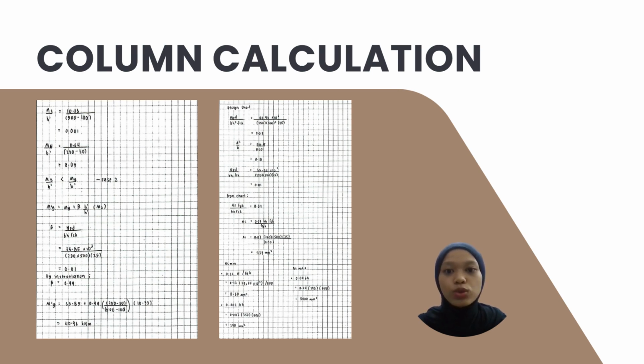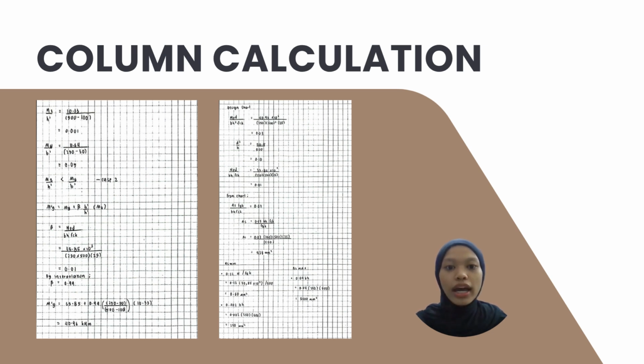The last step is we need to look for ASFYK over BHFCK from the chart. To know which chart to look at, we need to calculate D2 over H, which we got 0.1. To read the chart, we need to calculate MED over BH squared FCK, which we got 0.03, and NED over BH FCK that we got 0.01. And finally, we got ASFYK over BH FCK is equal to 0.07. We calculate the AS and we got 43x millimeters squared.